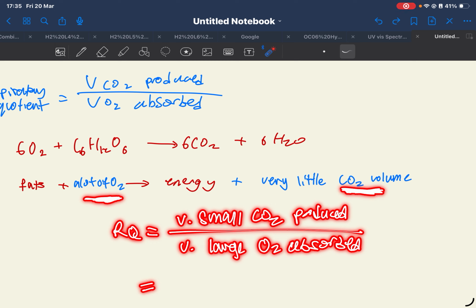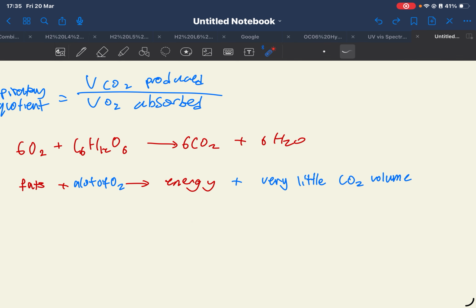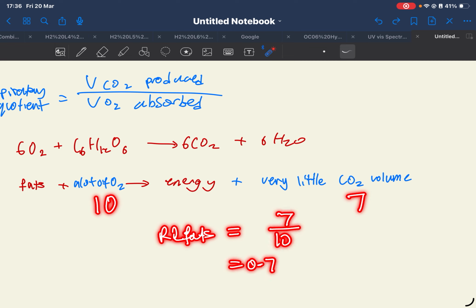So in this case, if the bottom goes up and the top goes down, it means the overall RQ will go down, right? Overall RQ will go down. So therefore the RQ will be less than 1. The RQ of fats will be less than 1. Let's take an example: a lot of oxygen is absorbed, so let's say 10 units of oxygen is absorbed and 7 units of CO2 is produced. So the RQ of fats will be equal to 7/10, which gives you 0.7. So you notice 0.7 is actually less than 1.